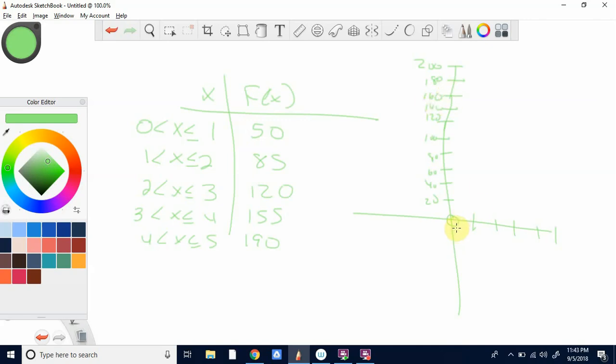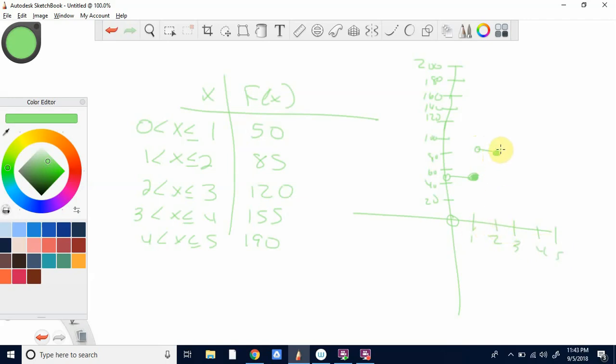from 0 to 1, f of x or y is going to be 50. So this is 60, so 50 is here. So we're going to do a circle including 1. All right, so now we're going to go from 1 to 2, so it's going to be $85, which is somewhere right here. Open circle, closed circle. And then from 1, 2, 3, 4, 5. So that's a range of 1 to 2.